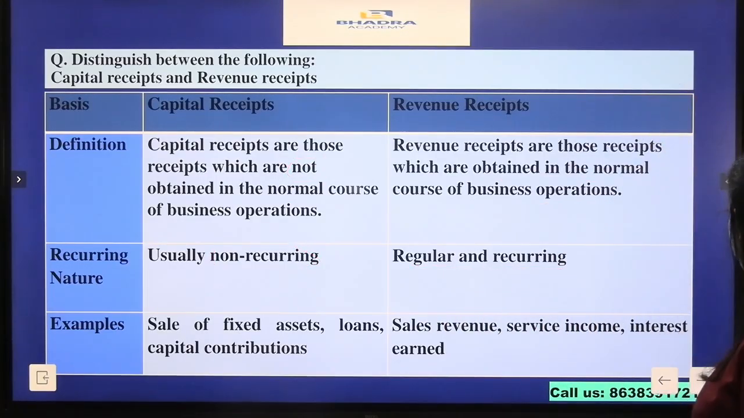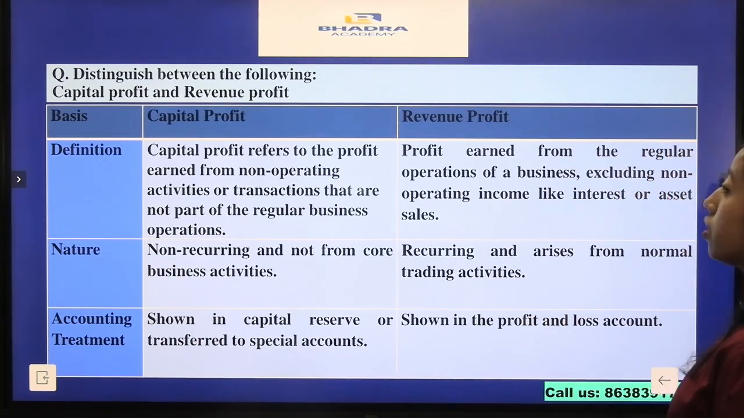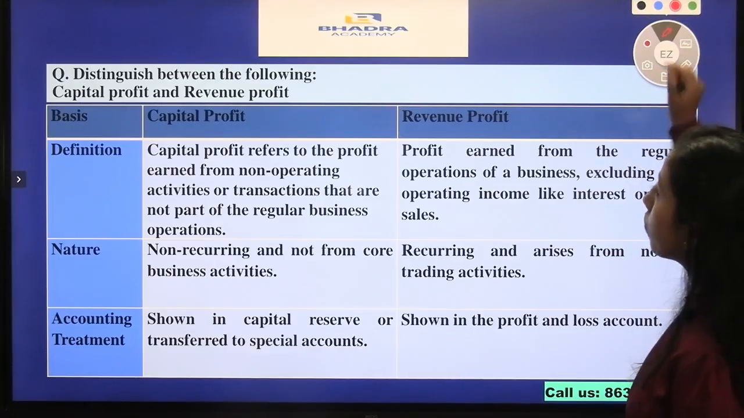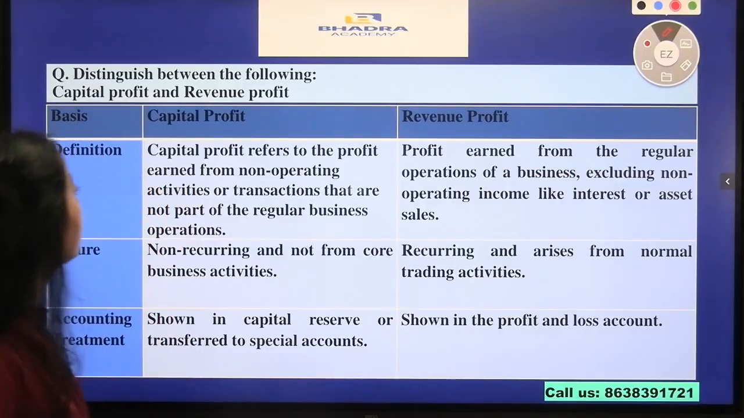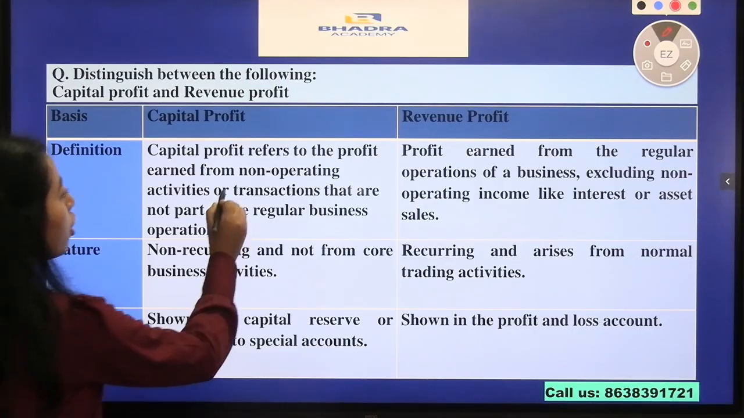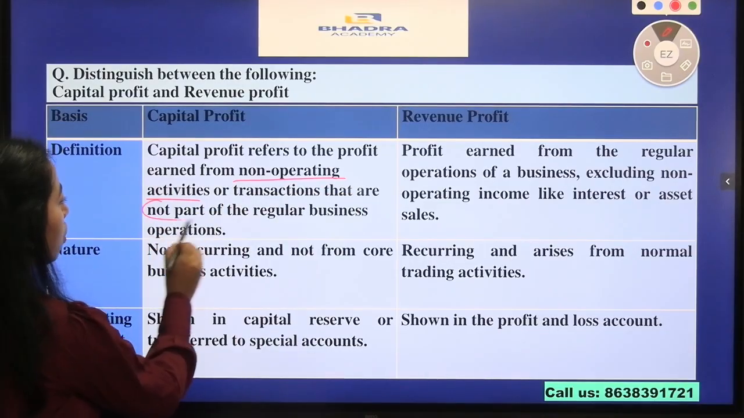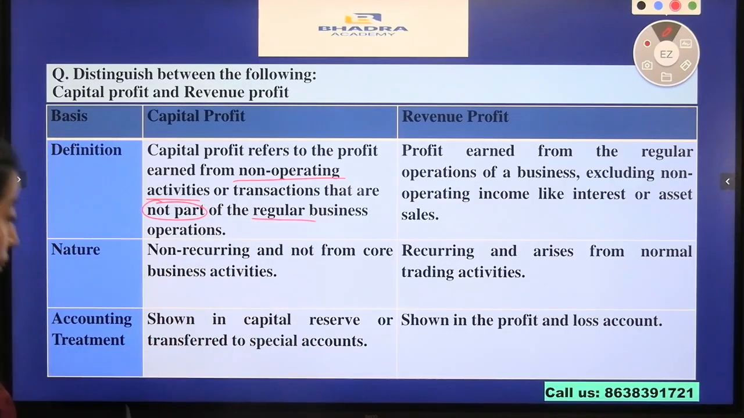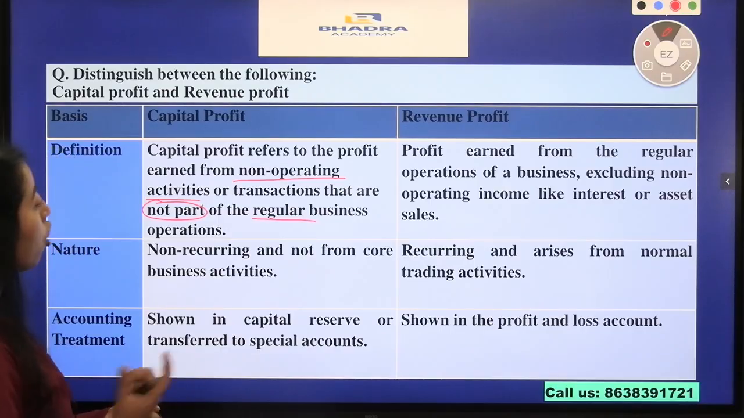Now we have the third question here, that is, distinguish between the following, that is capital profit and revenue profit. So we will understand the definition here. What is the definition of capital profit? Capital profit refers to the profit earned from non-operating activities or transactions that are not part of the regular business operations. So again, the profit earned from non-operating activities.